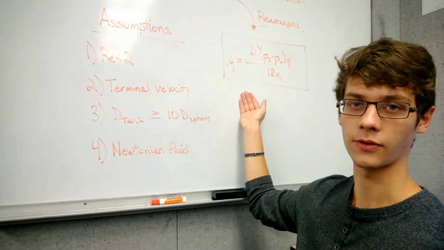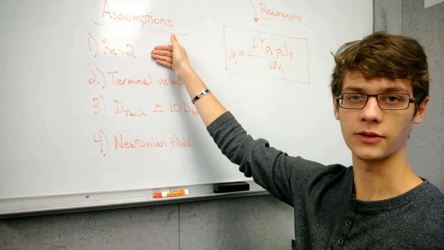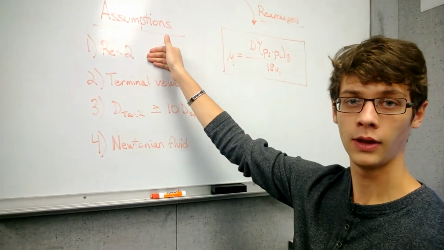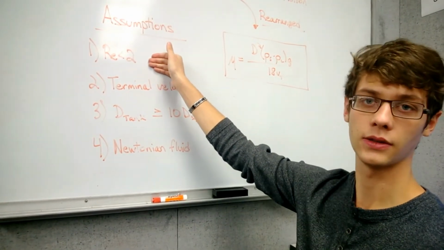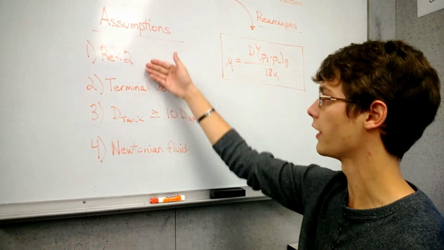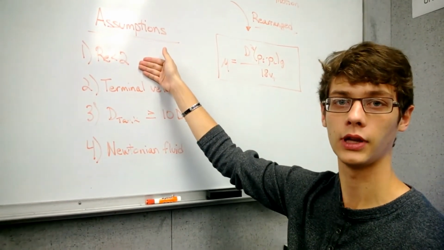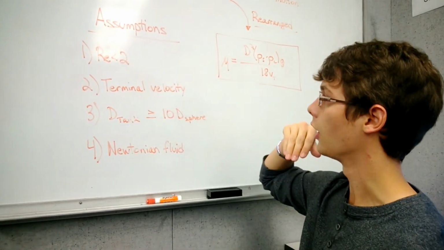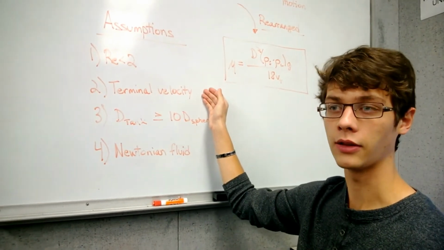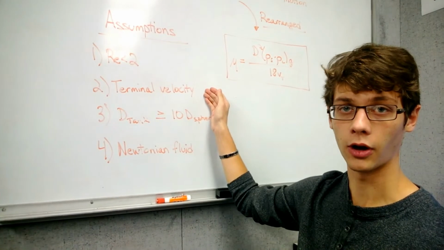So in order for us to be able to use this equation for the viscosity of the fluid, we need to make several assumptions about our experiment. The first one is that as the sphere falls, we have a Reynolds number that is less than 2. Since the Reynolds number is a proportion of inertial forces to viscous forces, this assures that viscous forces are some of the more dominant forces in our system. Our second assumption is that the sphere is falling at terminal velocity, meaning that the forces due to the motion of the fluid are staying constant.